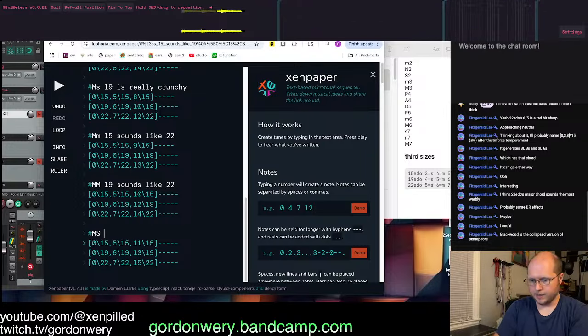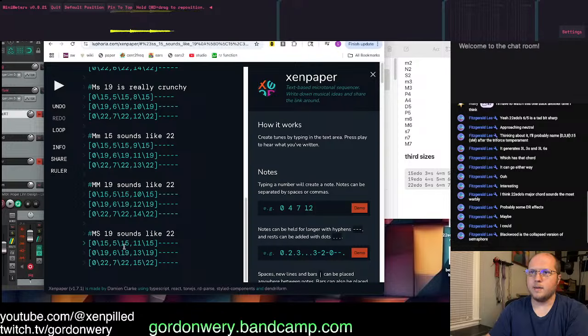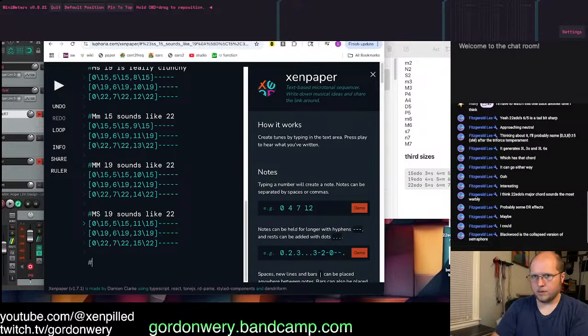19 and 22 are like identical. And this one, because this is a fourth, this would be like 4, 5. So this is just an inverted minor chord. And 15, it's an inverted minor chord. All right, so let's see what happens when we do these.